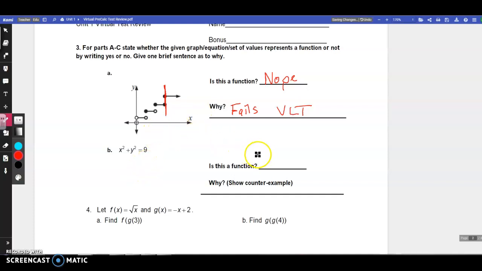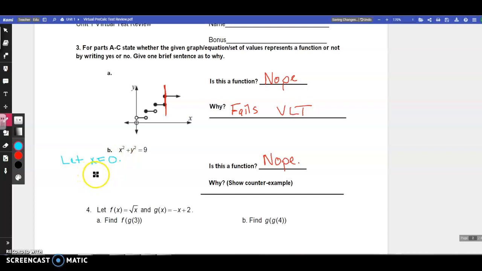Now, is this next one a function? No, it is not. Okay, now it says show counterexample. So what the heck does that mean? What that means is it wants me to show that if I plug in one value for x, there's a possibility of two output values that correspond with that. Okay, so I'm going to say let x equal, let's keep it simple, let x equal 0.